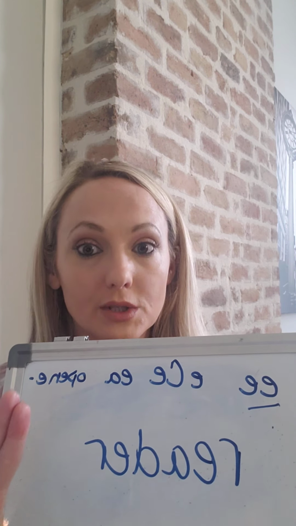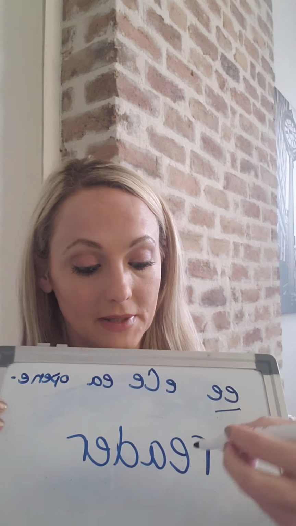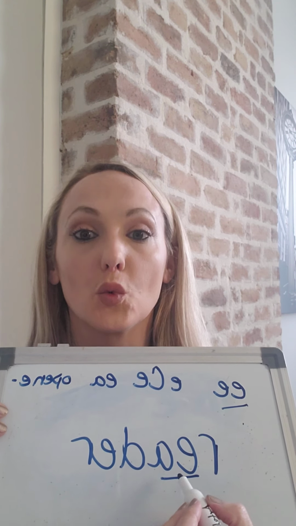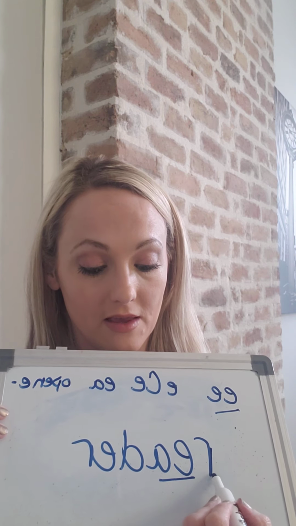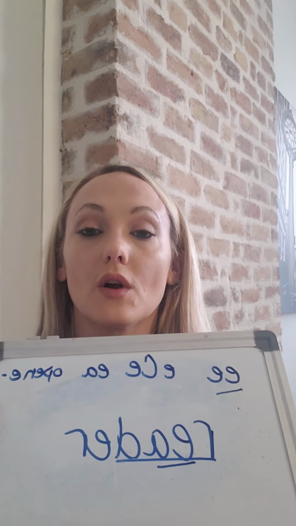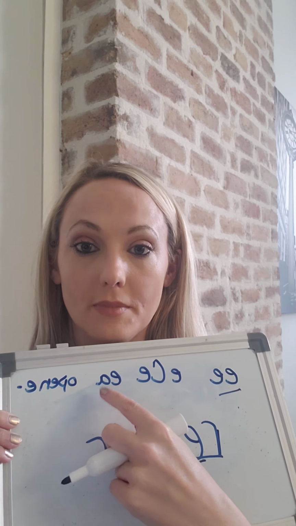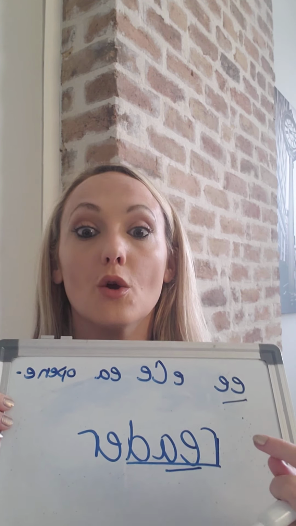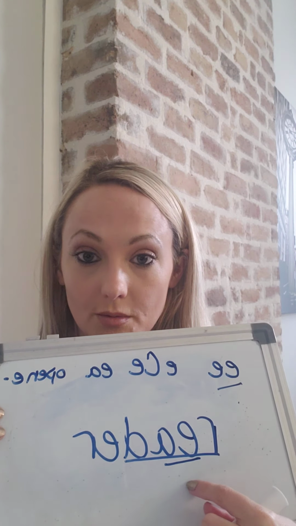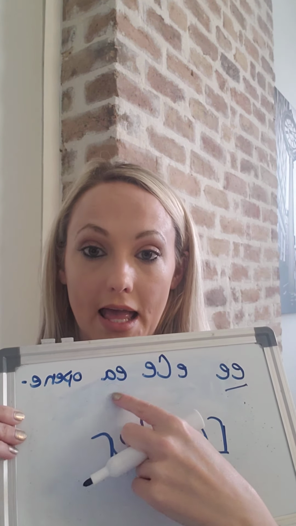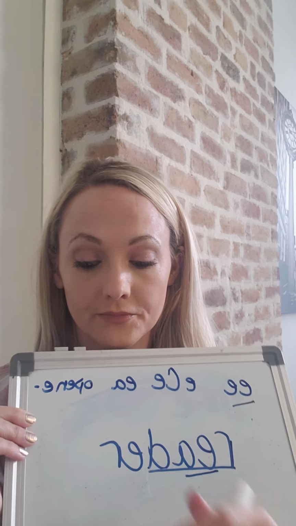Reader. The vowel team, okay? We've got the vowel team EA right here. Reader. We hear that long E right here in the first syllable. So our accented E is in the first syllable. It's an EA pattern. So reader is going to go under accented in the first syllable, and it's an EA pattern. Remember that when you're sorting your words this week.